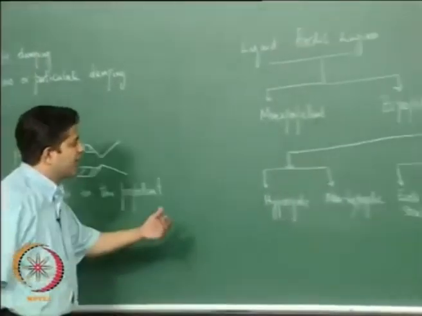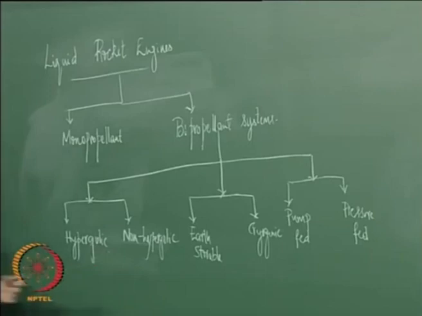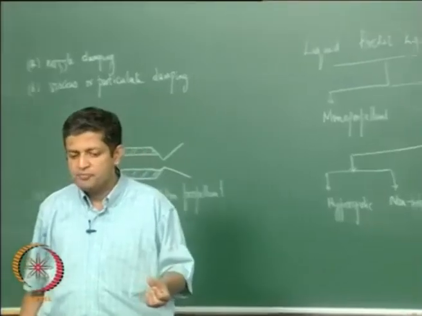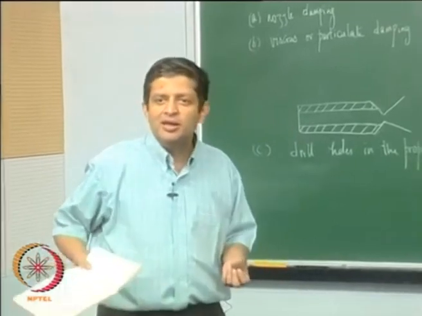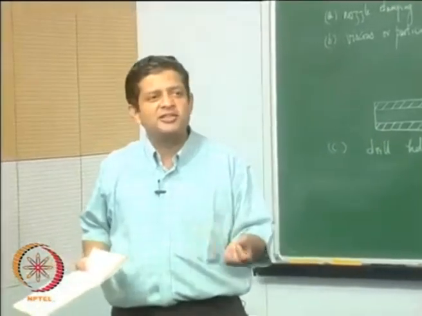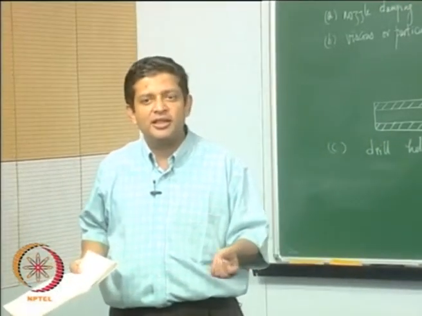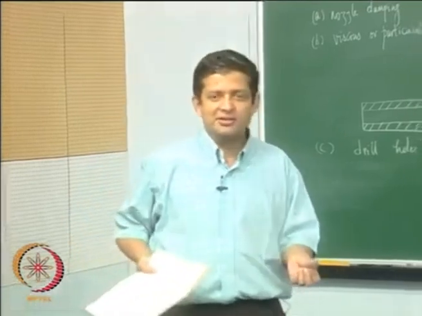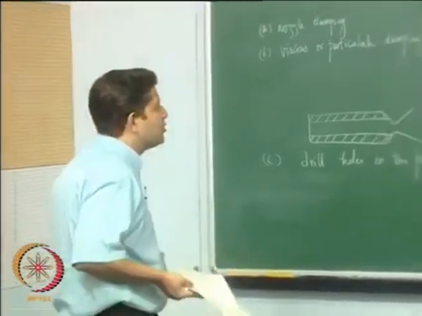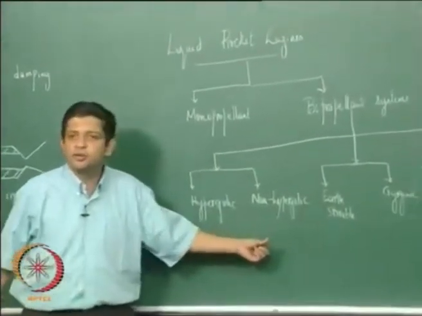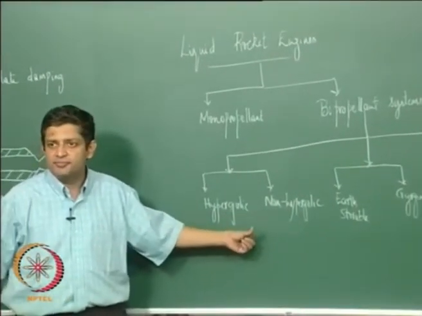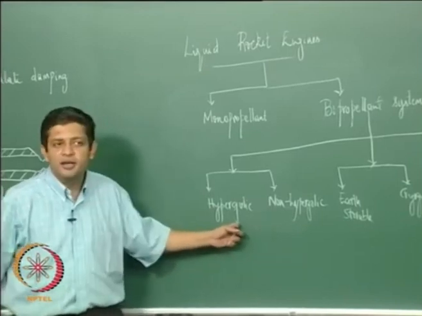Now what do we mean by hypergolic and non-hypergolic? Hypergolic systems are those wherein if you introduce the liquids, as soon as they come in contact with each other the reactions take place. They do not need any source of ignition. Whereas a non-hypergolic system you need some ignition energy to initiate the reactions. This does not need any ignition.